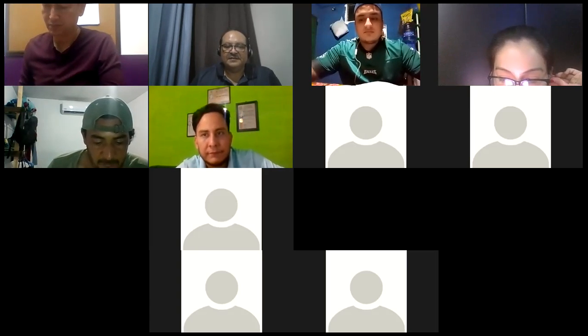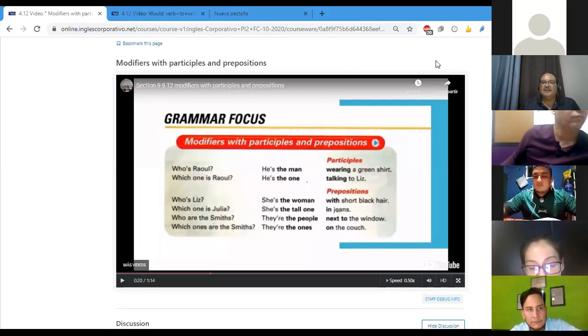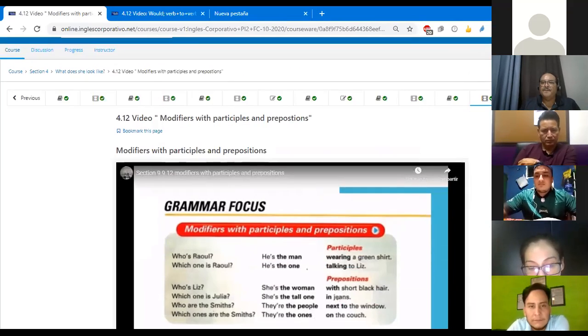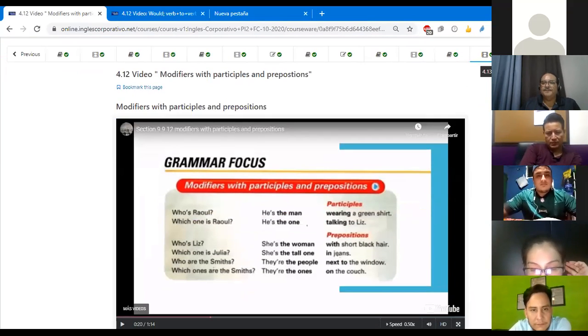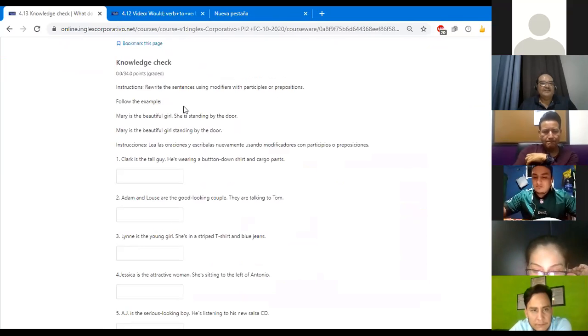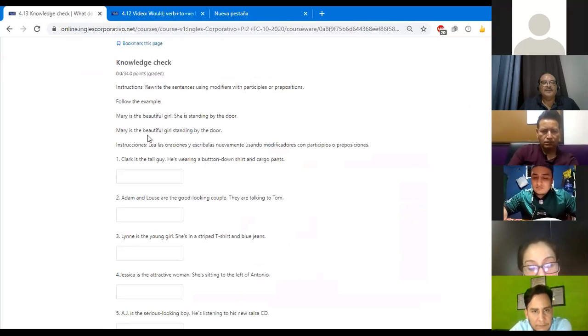Let's see, what else do we have? Now we have the knowledge check. Instructions: rewrite the sentences using modifiers with participles or prepositions. They follow the examples. May is the beautiful girl. She's standing by the door. May is the beautiful girl standing by the door.